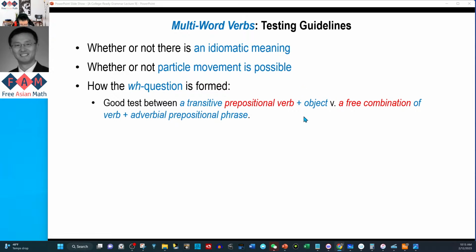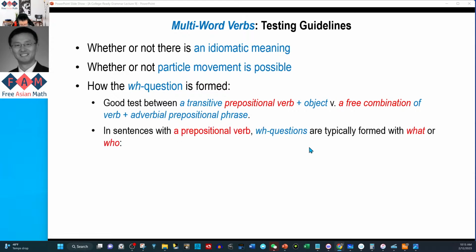Okay, so let's get some examples of how we use this WH question test. If you have a prepositional verb, the question you want to ask for that particular sentence is typically with a what or who. What means an object, right? Who means a person. So the associated question you want to ask is a question like this: what are you talking about? What are you laughing at?